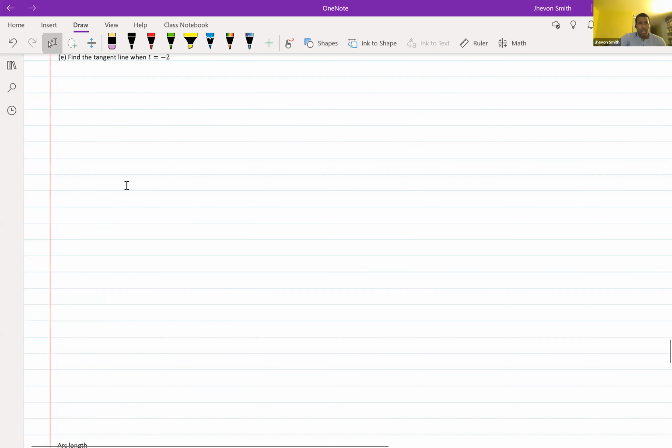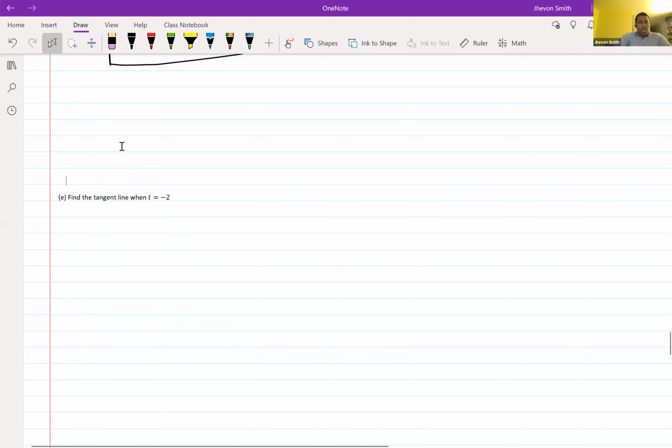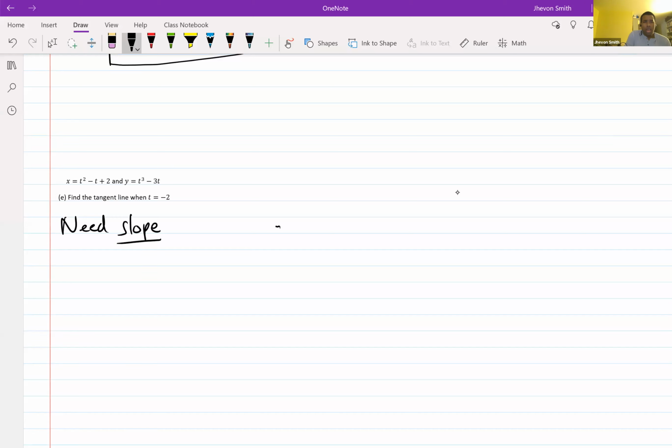The last thing here is find the tangent line when t equals 2. So of course, for a tangent line, we need the slope and a point, right? That's what we need for a tangent line. So reviewing Calc 1 here. Now to find the slope, that's your dy dx.